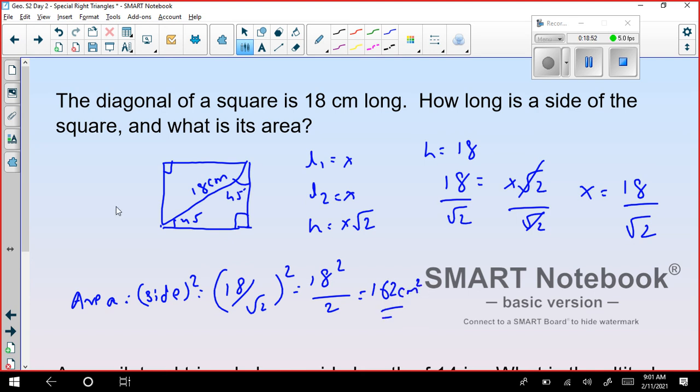Okay, and if you want to write each side in a proper way, you can multiply root 2 on both sides in this manner. So this will be 2, 18 divided by 2 is 9, so you'll get 9 root 2. You can write it as 9 root 2 or you can write 18 over root 2. Any of them is fine. Okay.